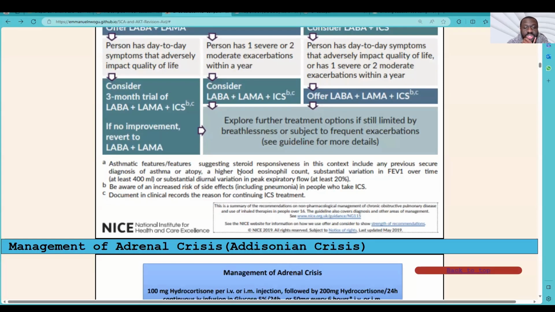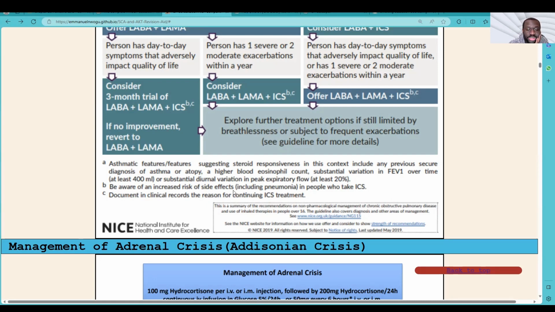Asthmatic features or features suggesting steroid responsiveness in this context include any previous secure diagnosis of asthma or atopy, a higher blood eosinophil count, substantial variation in FEV1 over time of at least 400 mL, or substantial diurnal variation in peak expiratory flow, so at least 20% diurnal variation. We usually suggest there is some asthmatic feature as well.